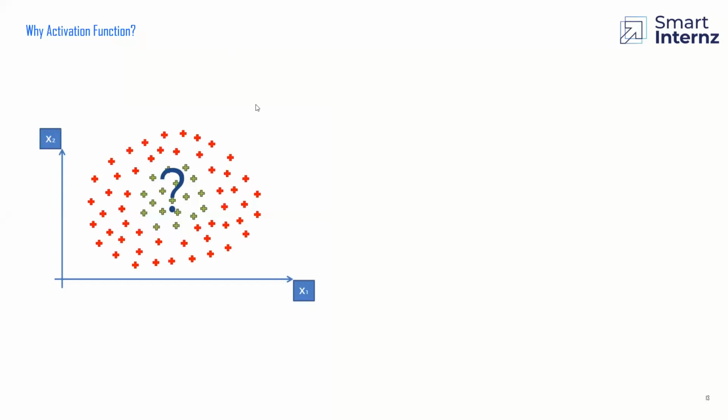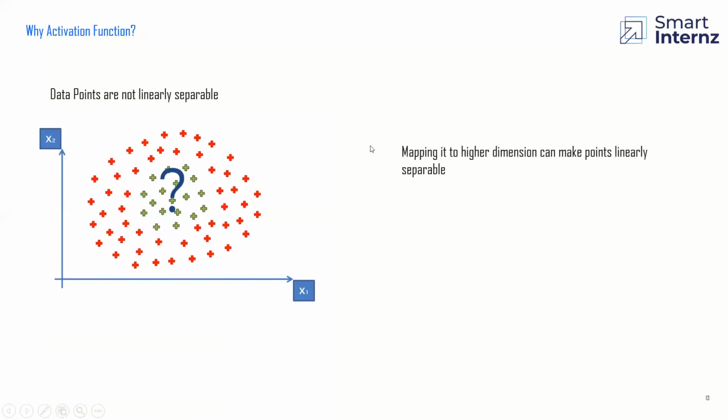We cannot directly fit a best-fit line here. Or even if we create circles as clusters, anyhow the green points will be covered along with the red points, and that is not the correct thing. So this is non-linearly separable data. The data points are not linearly separable.